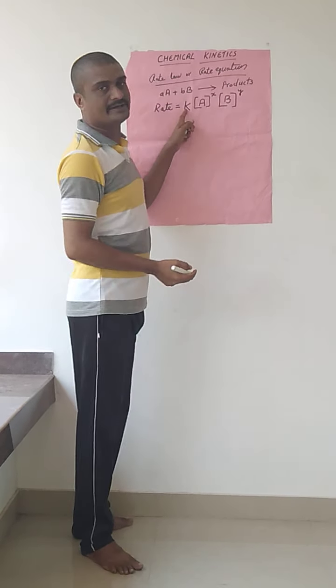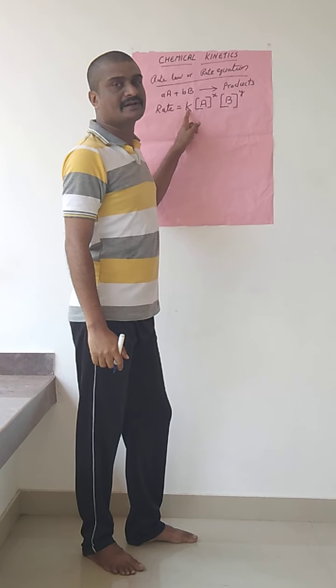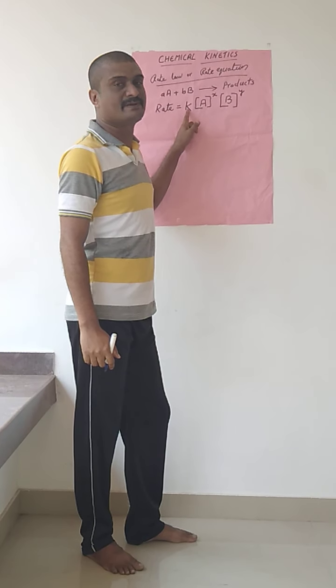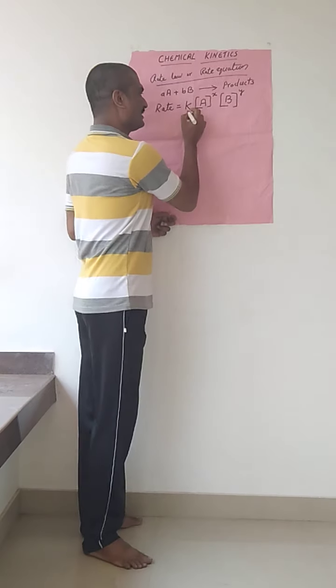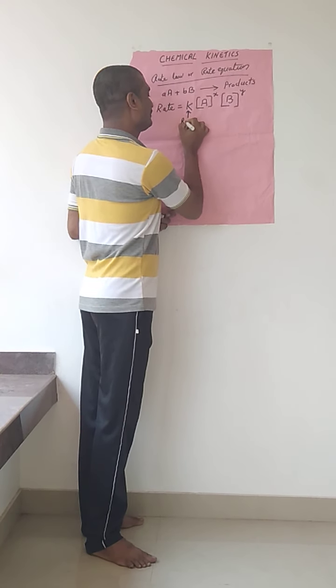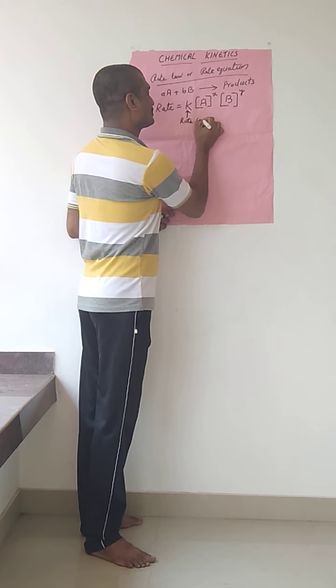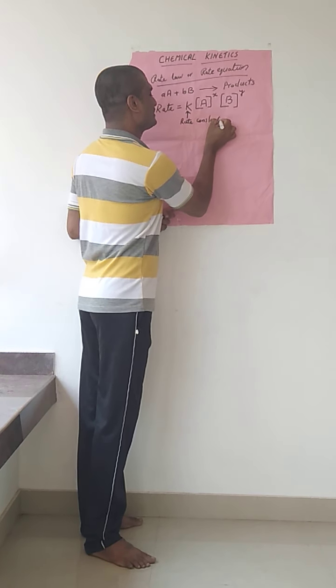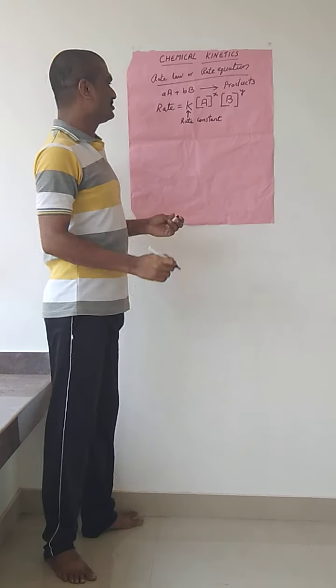Here K is called the rate constant or specific reaction rate. K indicates the rate constant of the reaction, or specific reaction rate.